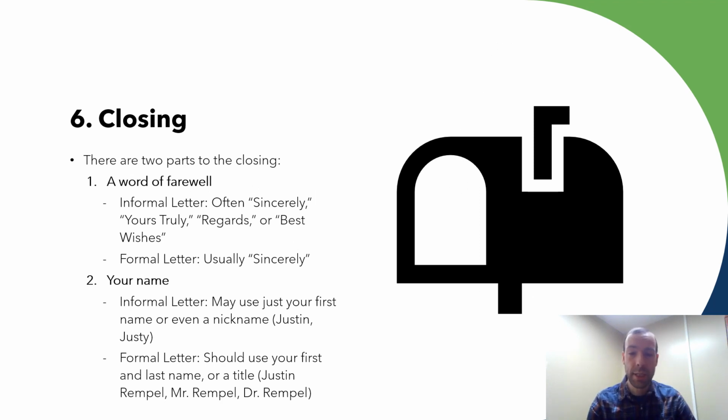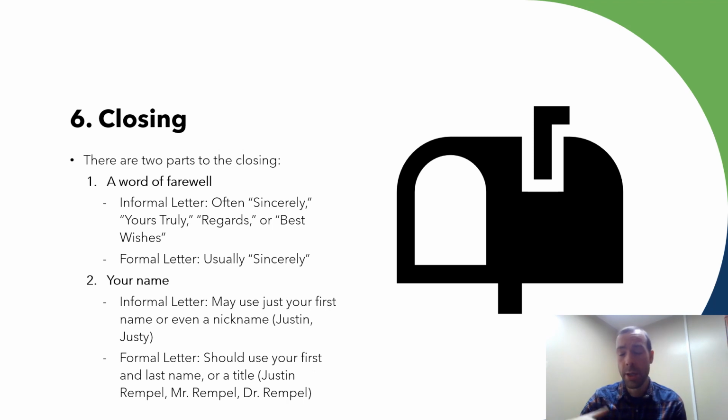Part 6 is the closing. Once we're done the body, we've delivered our main message, we need to end off the letter properly. And there are 2 parts to the closing. There's some kind of word of farewell, and then your name. So in an informal letter, that word of farewell is often sincerely, yours truly, regards, best wishes, something like that.